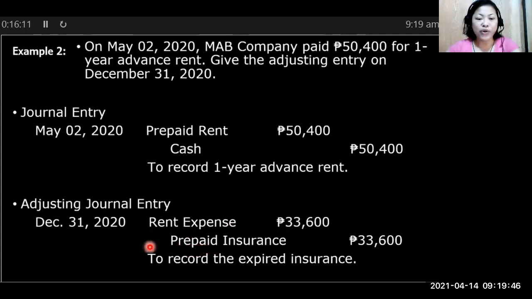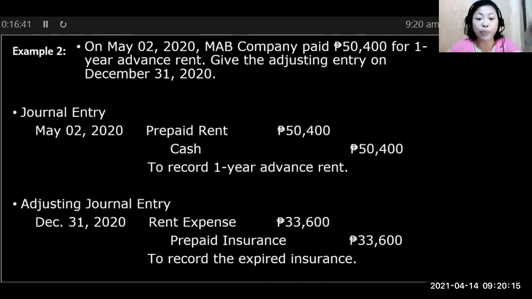Then for the adjusting journal entry, this should be prepaid rent. It's not prepaid insurance. It should be prepaid rent. So pardon for this correction. December 31, 2020, rent expense, then prepaid rent to record the expired rent, or used portion of the prepaid rent. So the 50,400 amount of rent is an advance payment for 12 months.